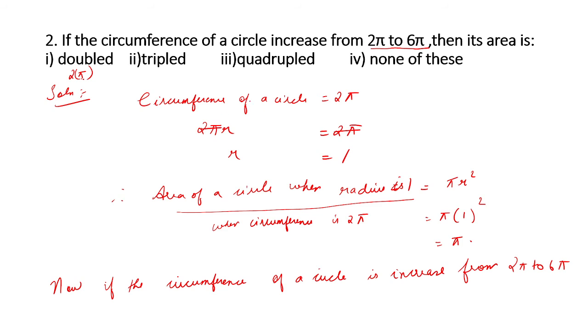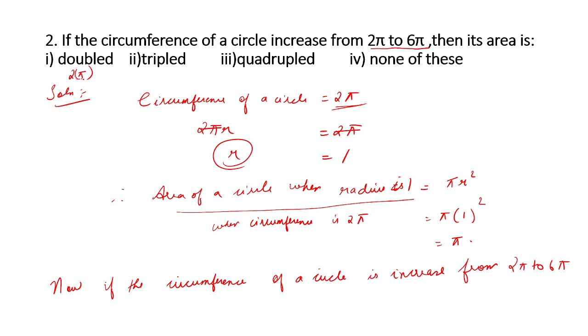It's because, see, I found out the radius of a circle. It is 2 pi, right, at that time. And then we found out the radius, and after finding the radius, we tried finding the area of a circle. Clear? So this means the area of a circle when the radius is 1 is the same thing as the area of a circle when the circumference is 2 pi.